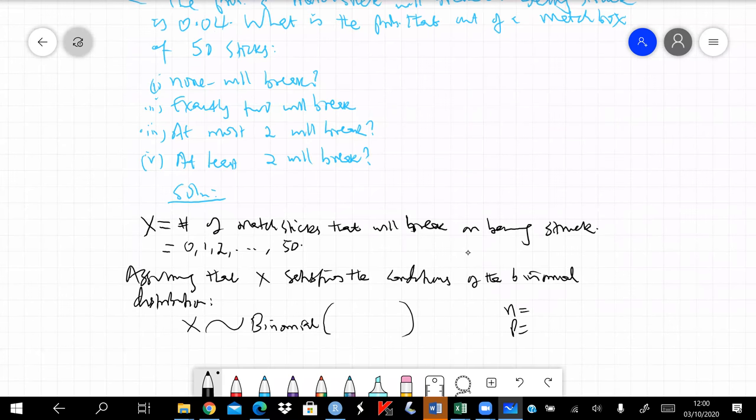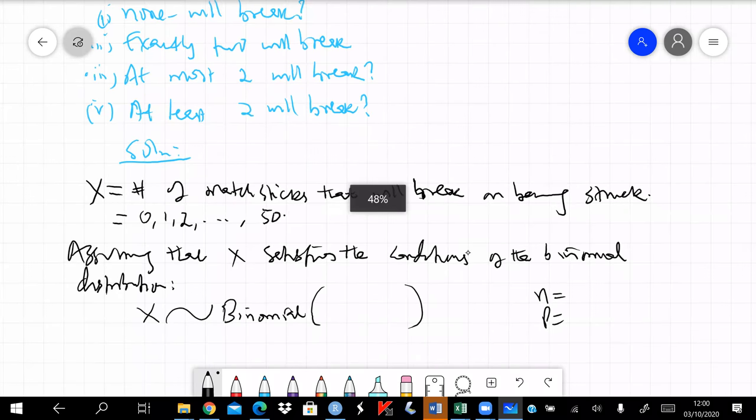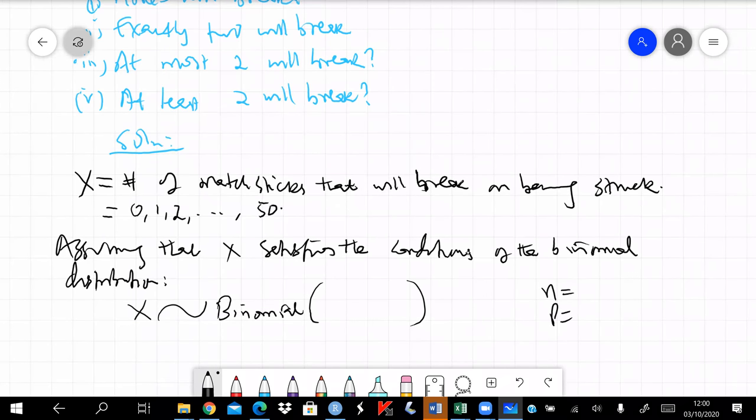What is the sample size? Yes, the sample size is 50. What about p, the probability of success? 0.04. Yes. So this is 50, then 0.04. When you write it like that, somebody will understand that you are saying X has a binomial distribution.